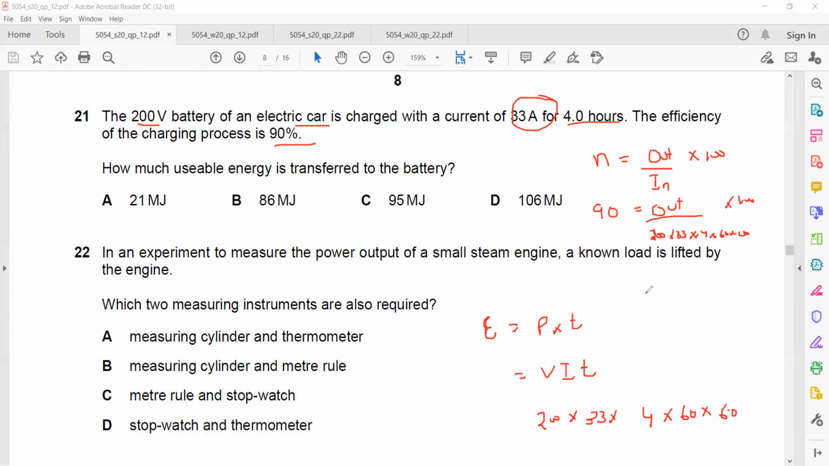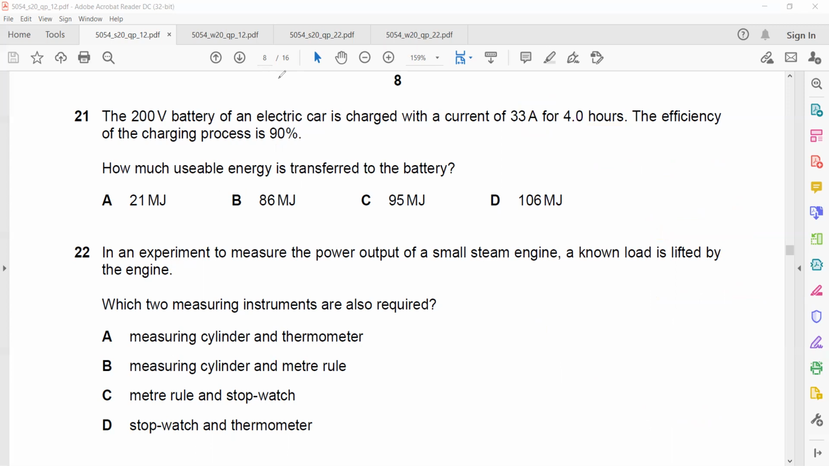So we need the output, so it will be 90 multiplied by this whole factor, 200, 33, 4, 60 and 60, or 3600, divided by 100. So we'll get the output energy, which is approximately equal to 86 mega joule. Mega means 10 to the power 6.